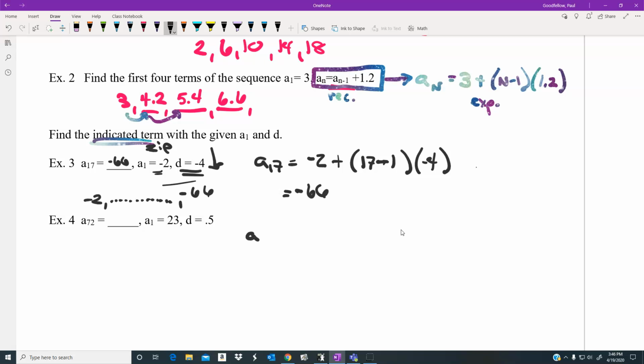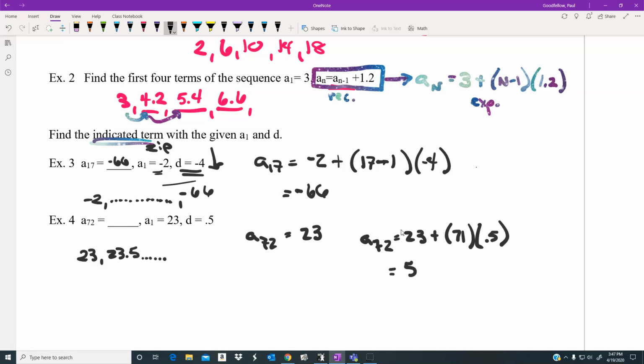Now let's try it again. A sub 72, if I had a sequence that started at 23 and went up by 0.5. Well, thinking about that, the next one would be 23.5 and so forth down the line. What's the 72nd one? Ooh, I don't want to do that. Maybe I should say A sub 72 is 23 plus 71 additions of 0.5, which is really what's going on. And if you plug that in, you get 58.5.